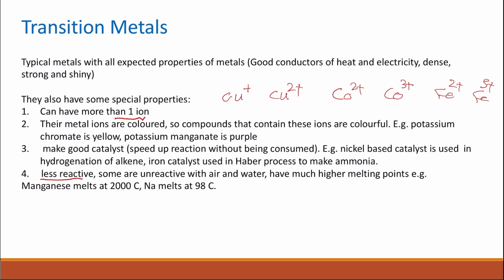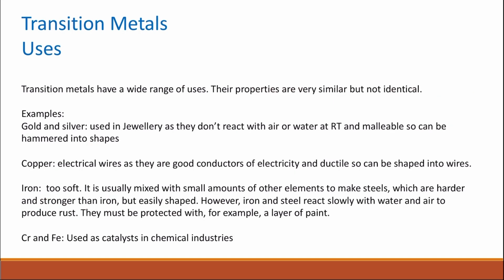They also tend to have much higher melting points. For example, manganese, one of the transition metals, melts at 2000 degrees, while sodium, for example, melts at 98 degrees. So because they have very specific properties that are special to them, they tend to have a wide variety of uses.